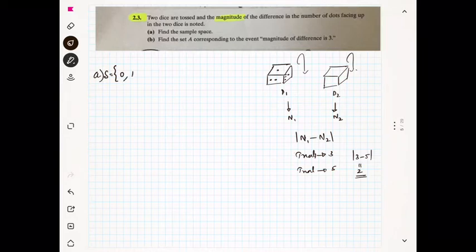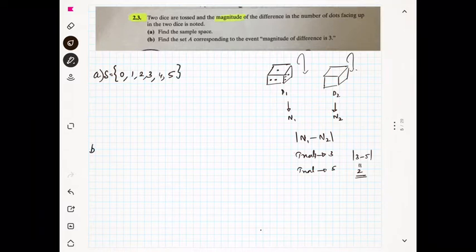Sometimes you may get a difference. For example, you get 1 and 2, or 2 and 1, then the difference is 1. You may also get the difference 2, 3, 4, or 5. How will you get difference 5? Suppose you get 6 for the first dice and 1 for the second dice, then 6 minus 1 is 5. Or else you can get 1 and 6, and the magnitude of 1 minus 6 is also 5. So that is the sample space.